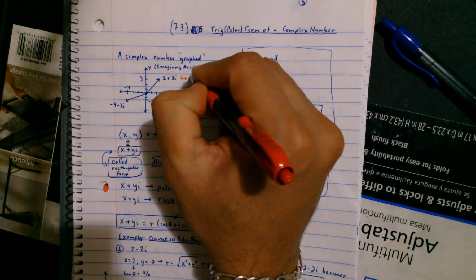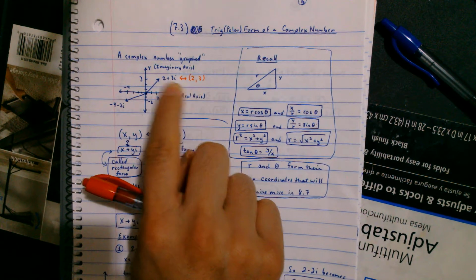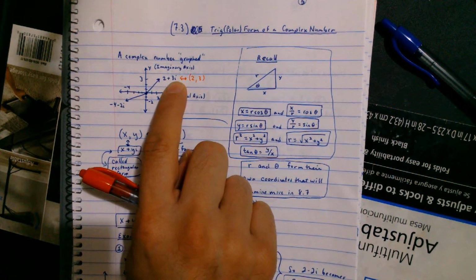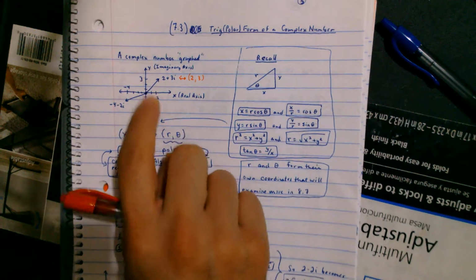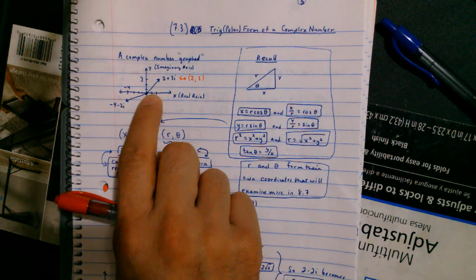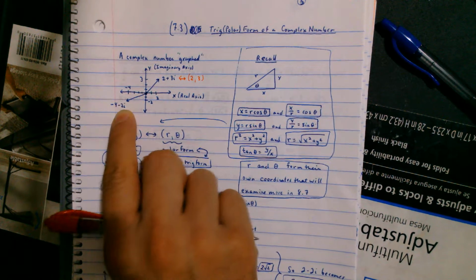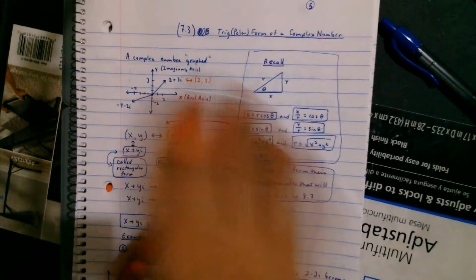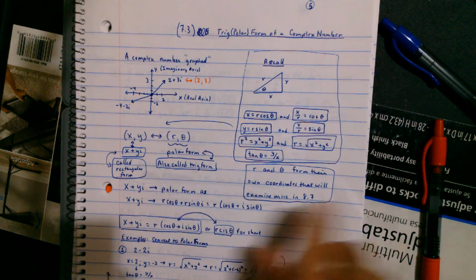So this is going to represent the real part. This is going to be the i part. So it's the i part and the real part. So down here, -4 comma -2 is the same thing as -4 minus 2i. So it's going to be the same thing for a complex number.